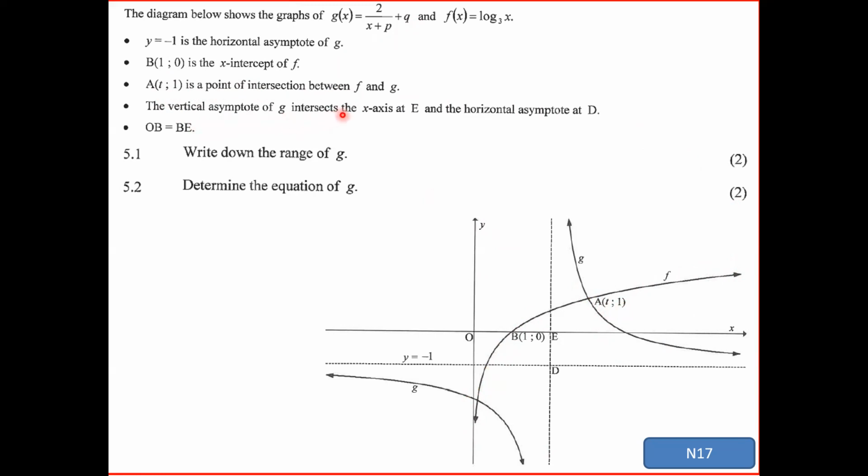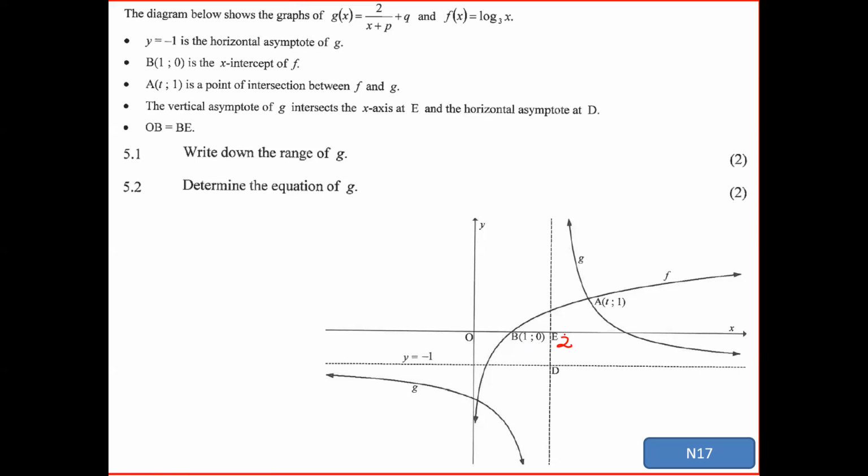The vertical asymptote of g intersects the x-axis at E. So note, we don't have E. B is a different point. Don't confuse B and E. B is actually 1. And the vertical asymptote, okay, we covered that. OB is equal to BE. That's very interesting. We know the distance from O to B is 1 unit. So from B to E will be another 1. So immediately we know the point E has to be 2.